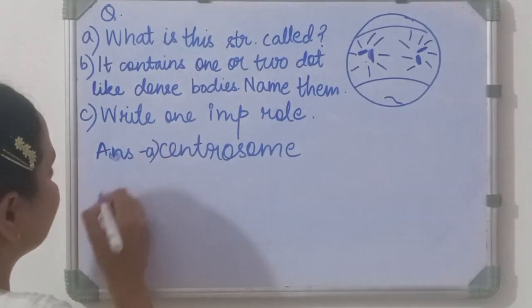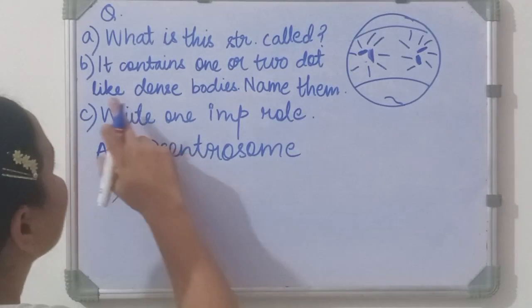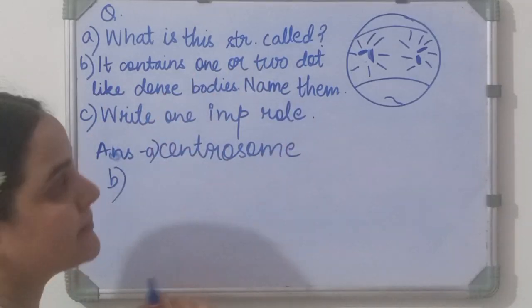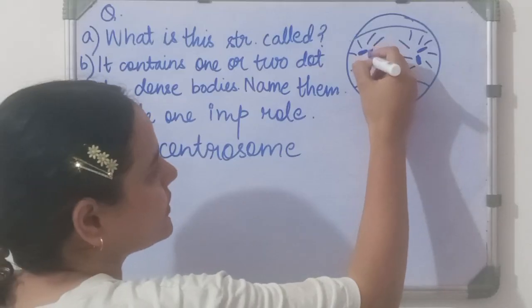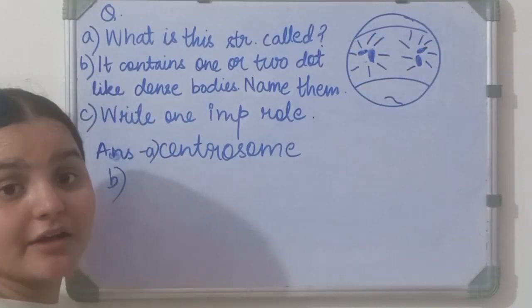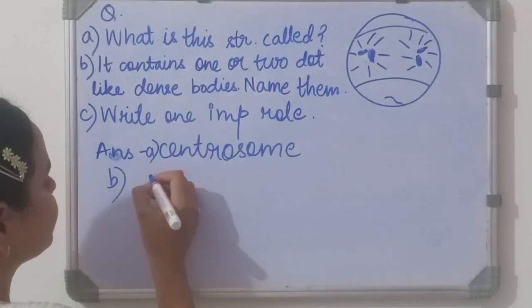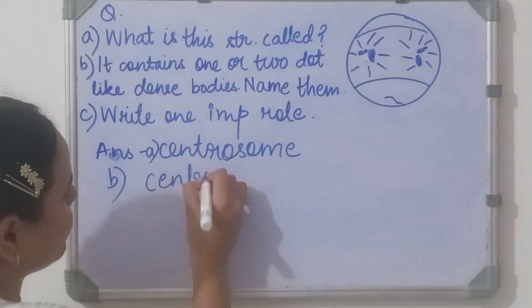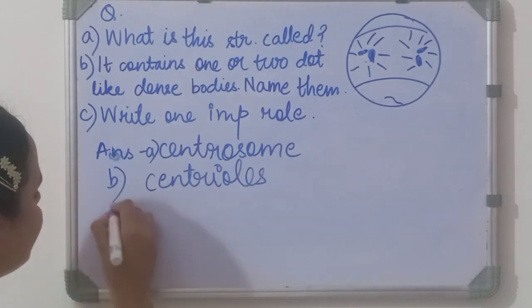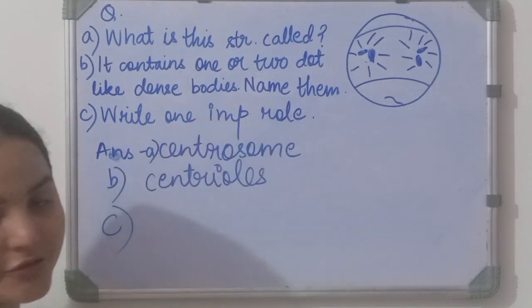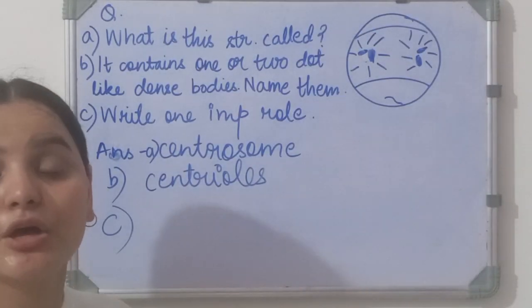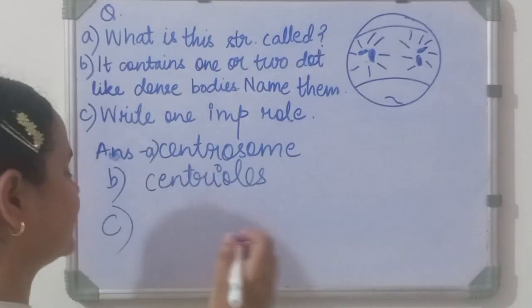Answer A. Now B part. It contains one or two dot-like dense bodies. Name them. It is asking for these dot-like bodies. So these dot-like bodies are what? These are centrioles. Okay, now write one important role. So what is the role of this centrosome or centriole? Their role is to help in cell division.